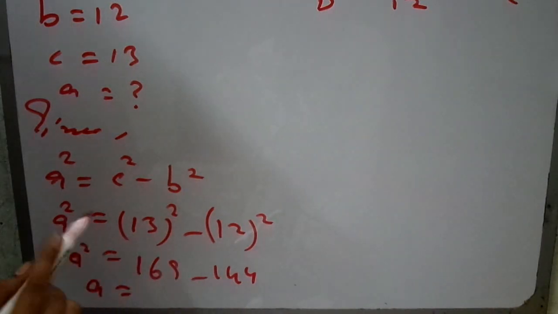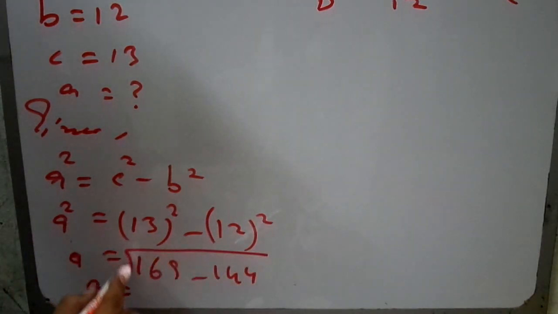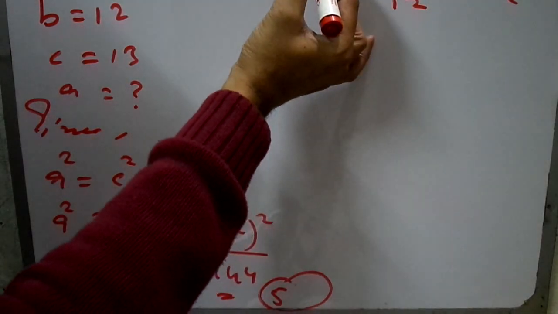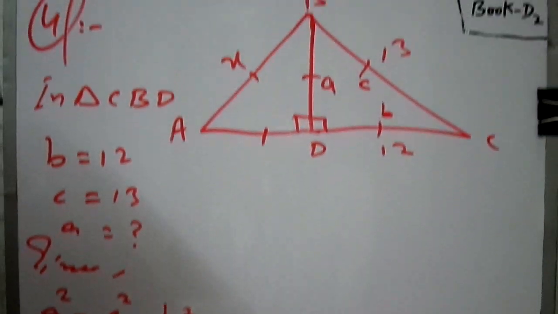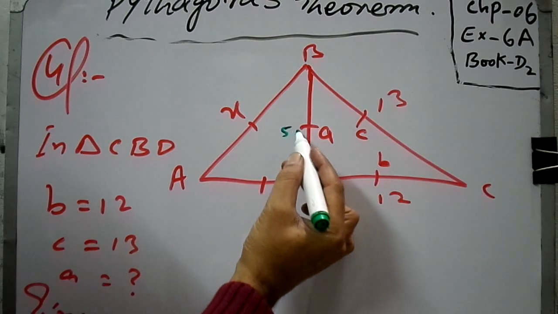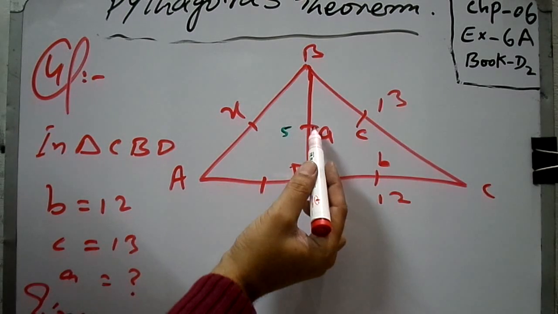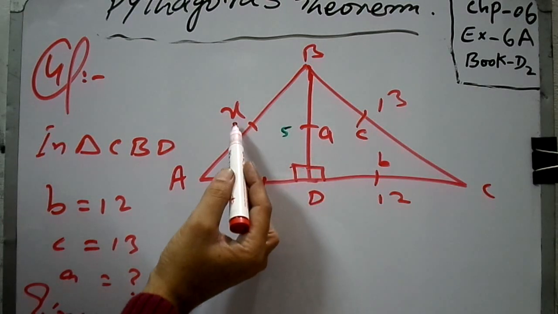So you need the value of A without the square, so you will get 25 under root, so you will get the value of A, that is 5. So the value you have calculated is 5, and now you have to find the value of this side.